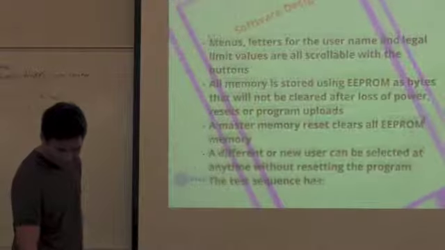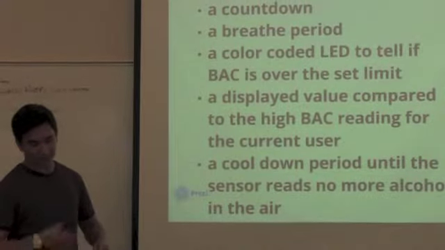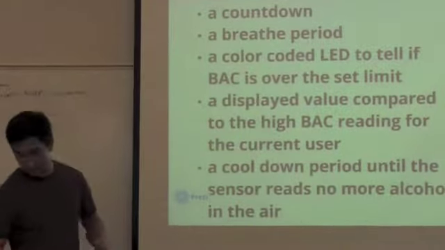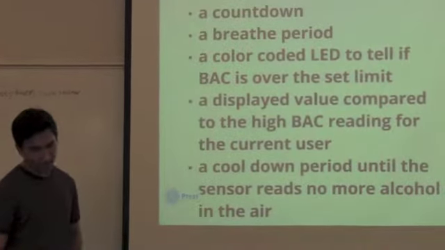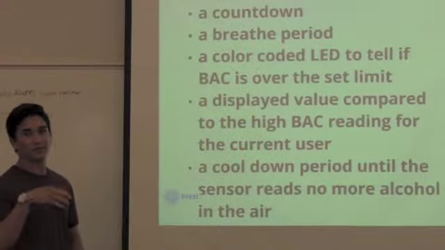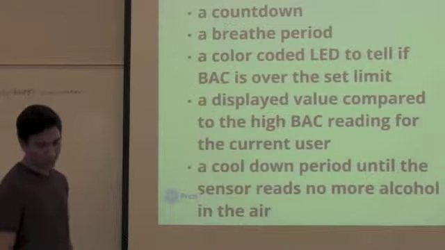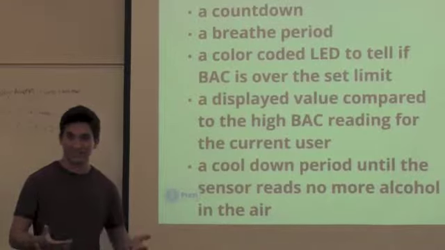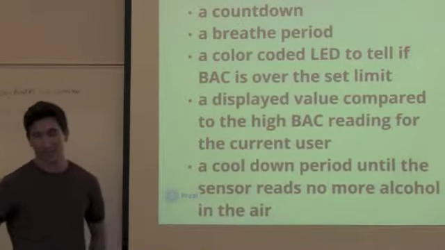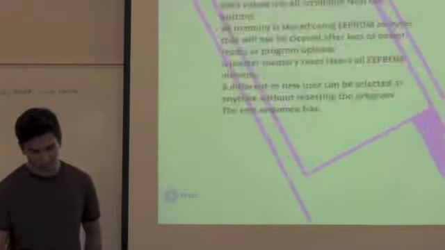Oh, and so the test sequence is this. There's a countdown, a breathe period, then after the breathe period, one of the two LEDs will show you whether you're over or under the legal limit. And then it'll tell you if you beat your high score. And then there's a cooldown period, which is really important because the alcohol sensor needs to get all the alcohol out of its system before it can test another person, or else that person can have a reading from the previous user or previous test period.